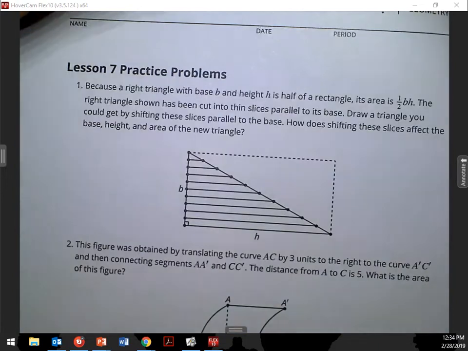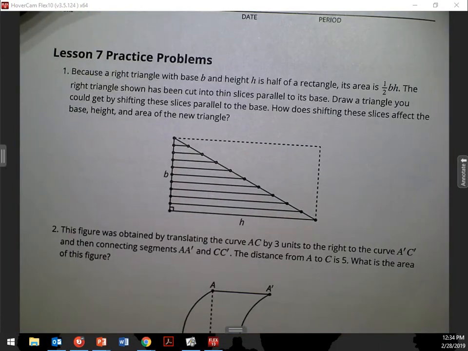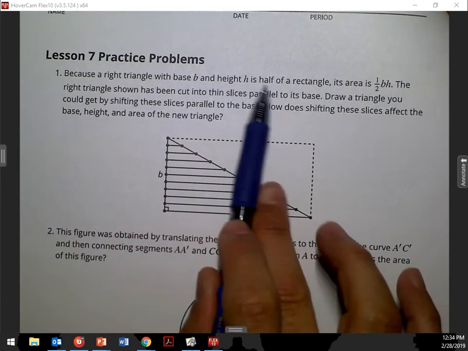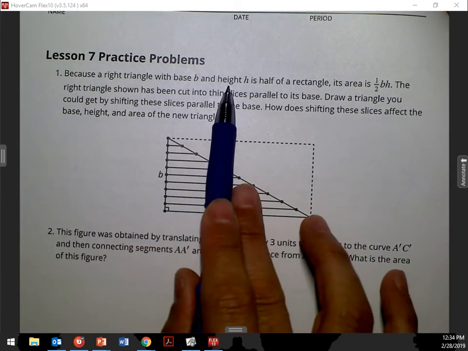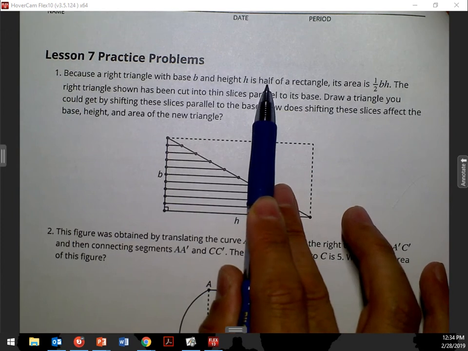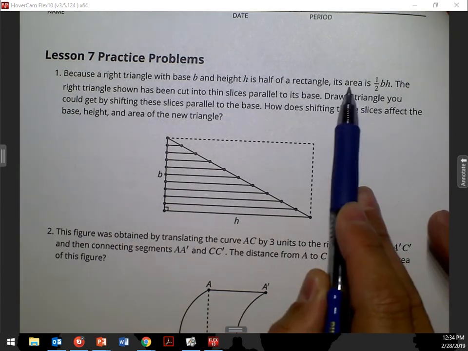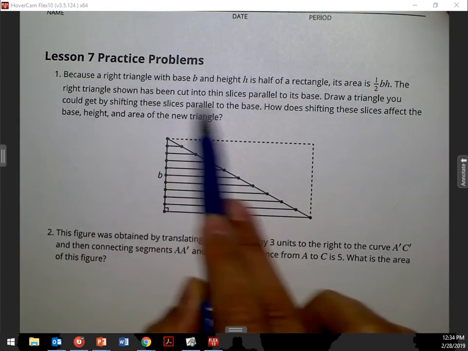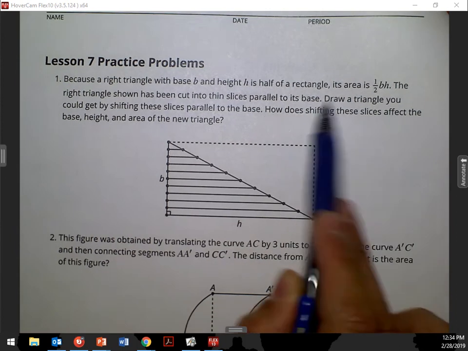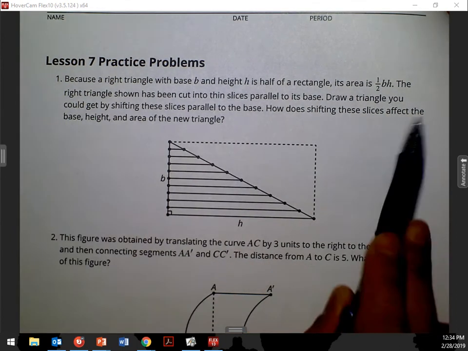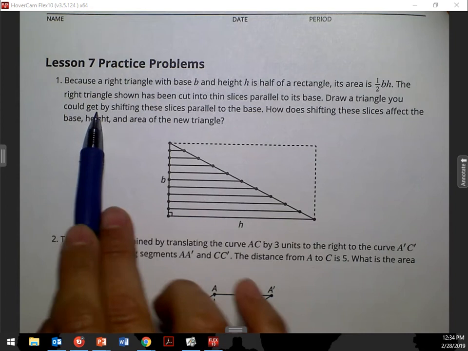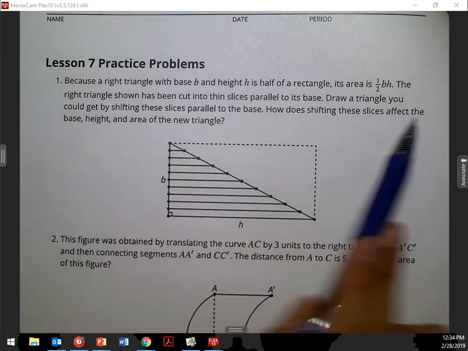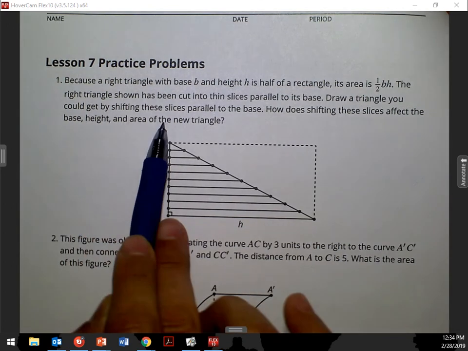All right, a right triangle with base B and height H is half of a rectangle. Its area is 1/2 base times height. The right triangle shown has been cut into thin slices parallel to its base. Draw a triangle you could get by shifting these slices parallel to the base. How does shifting the slices affect the base, height, and area of the new triangle?